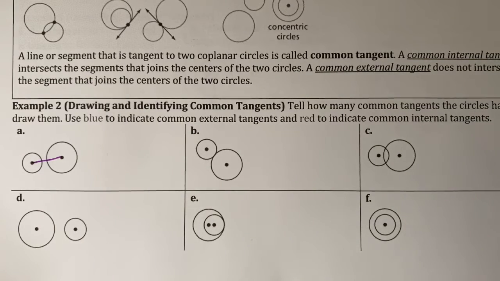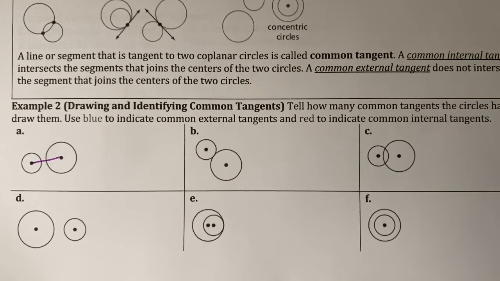If the tangent crosses that line that I drew just now, it's going to be considered an internal tangent because it crosses the segment between the centers of the 2 circles. If the tangent line does not cross that purple line, then it's going to be considered an external tangent. So I'm going to be drawing my tangents initially with pencil, and then I'm going to color code it based on whether it's internal or external.